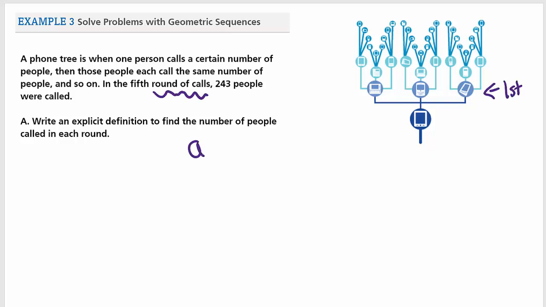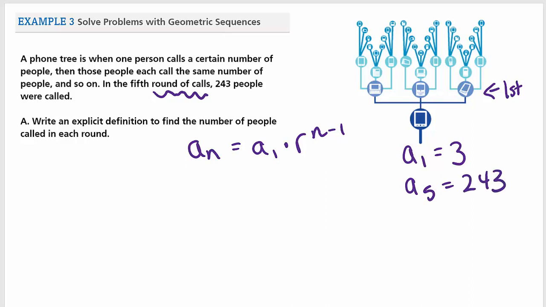So let's put our explicit form together, and we identify what we know. The first round, 3 people were called. And in the 5th round, 243 people were called. Now, the diagram is a little bit confusing, but I did double check the textbook. They do want us to use that the first round starts with 3 people, not the one person. So that's why I have a sub 1 is equal to 3.